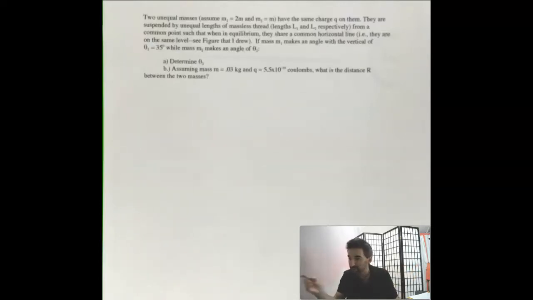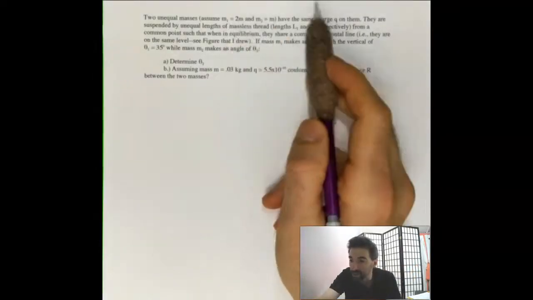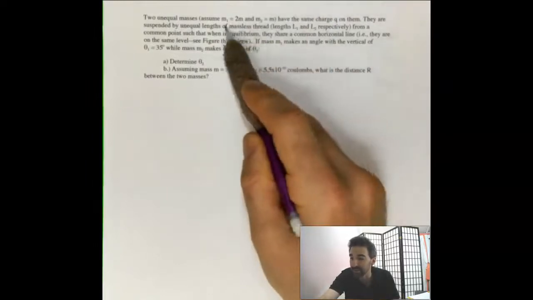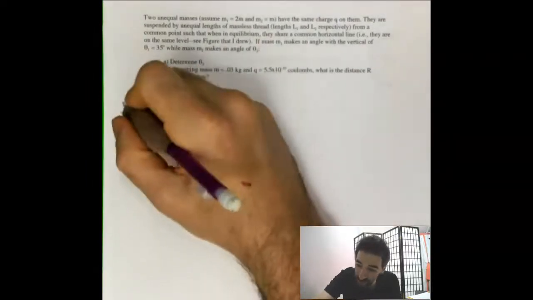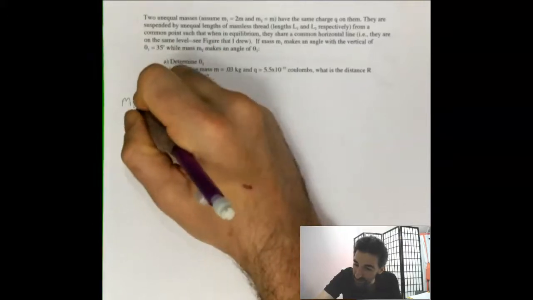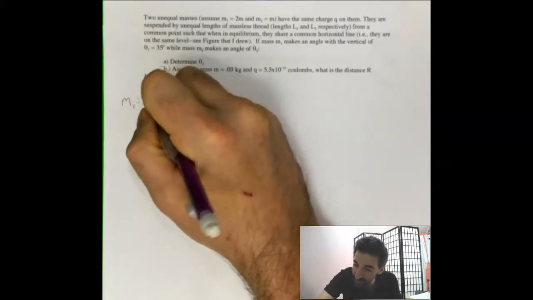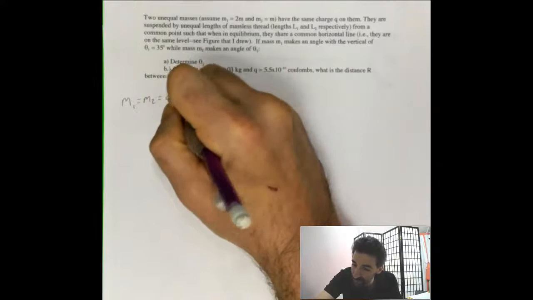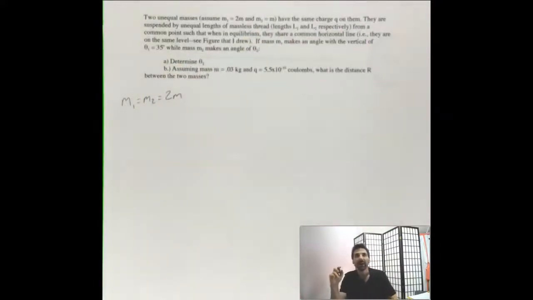Now that you've read the question, some highlights. We know that the two masses are the same, and I know that they have a value of 2m. I'm going to start by listing my variables. m1, which is equal to m2, is equal to 2m. What else do I have? I know that I have two charges. I asked you to make a drawing.